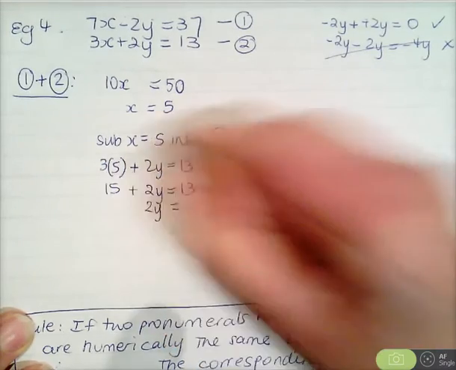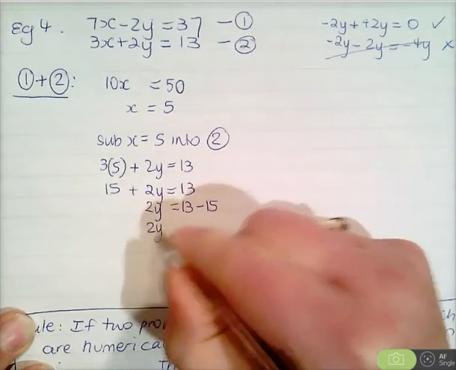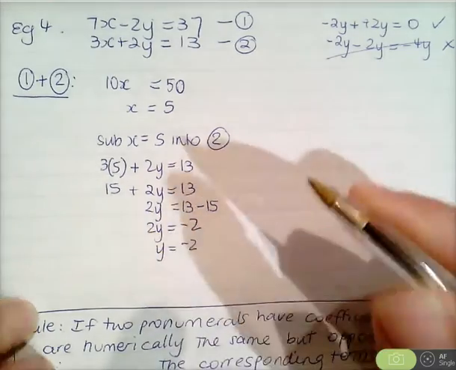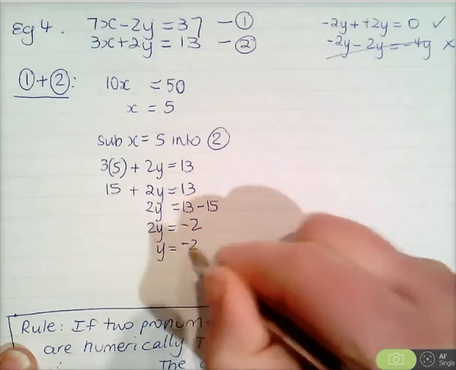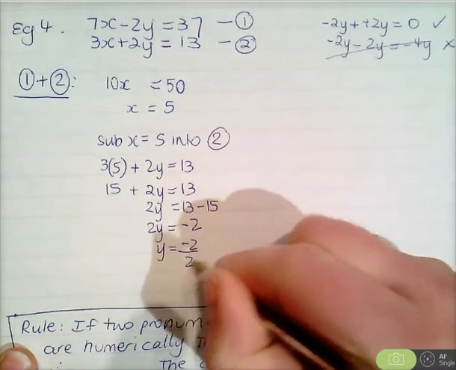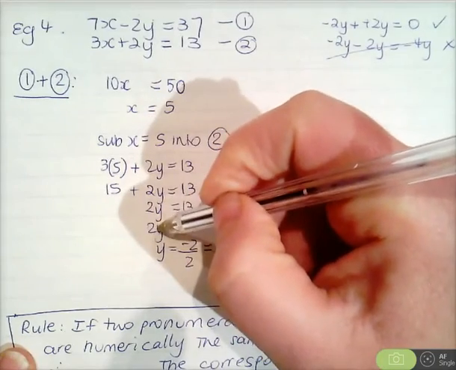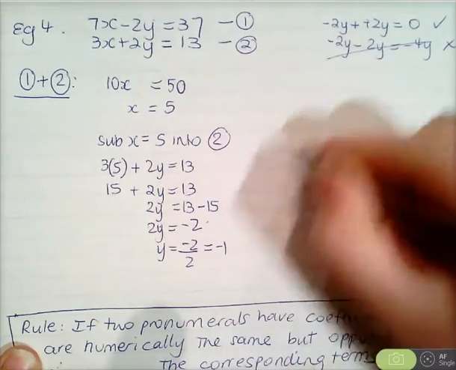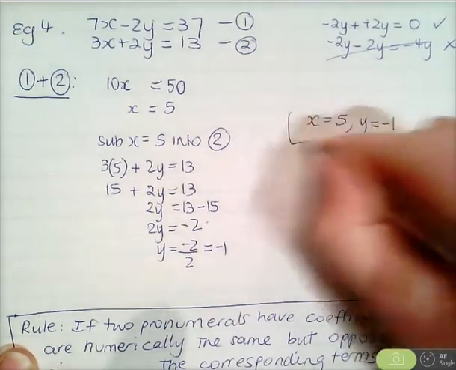Taking this 15 over to the other side, I get 13 minus 15, and so 2y is negative 2. So here I need to move this 2 away from the y, and this is 2 times y, so the opposite of times is divide, so I get negative 2 divided by 2, which is negative 1. Notice a positive has to be multiplied by a negative to give you the negative there. So our solution here is x equals 5, y equals negative 1.